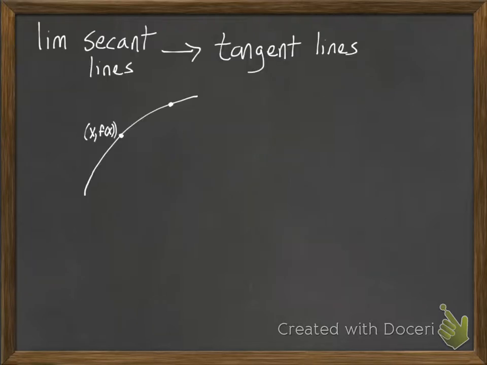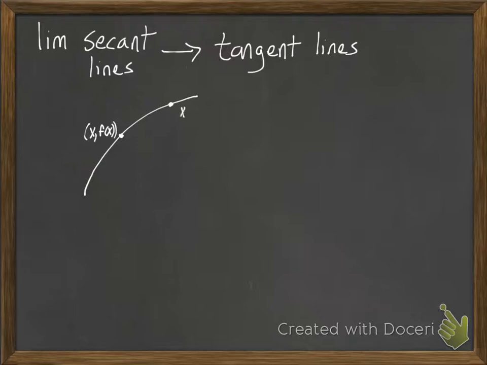And so because you're always going to continue to get closer and closer, and that tangent line acts as a boundary, we can say that the limit of the secant lines is actually equal to the slope of the tangent line.